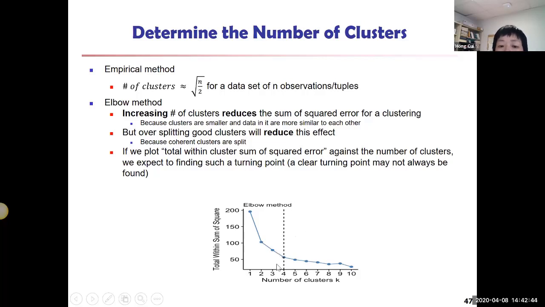In practice, the elbow point is not always clear. Even in this diagram, I could see 2 as the elbow, and you will tell me 4 is the elbow. Somebody will say 8 is the elbow.